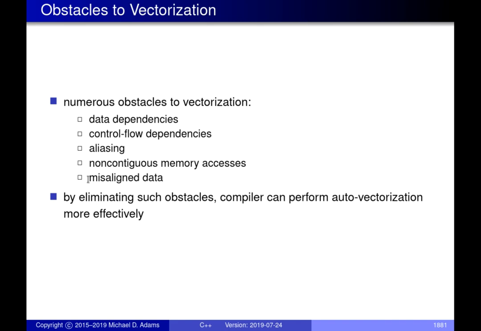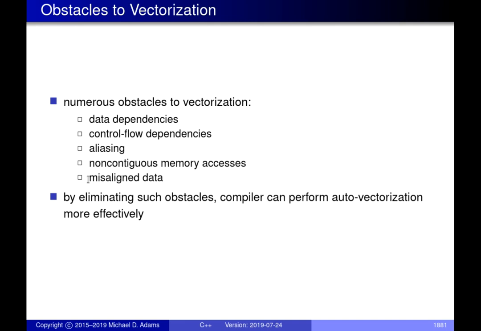And maybe the data is not aligned appropriately, so it can't actually use a vector operation to read things because the instruction can't actually handle that misaligned data. So there's basically a lot of things that can go wrong and prevent vectorization from being applied. And some of these things maybe are not an issue. We know that they're not an issue in the code.